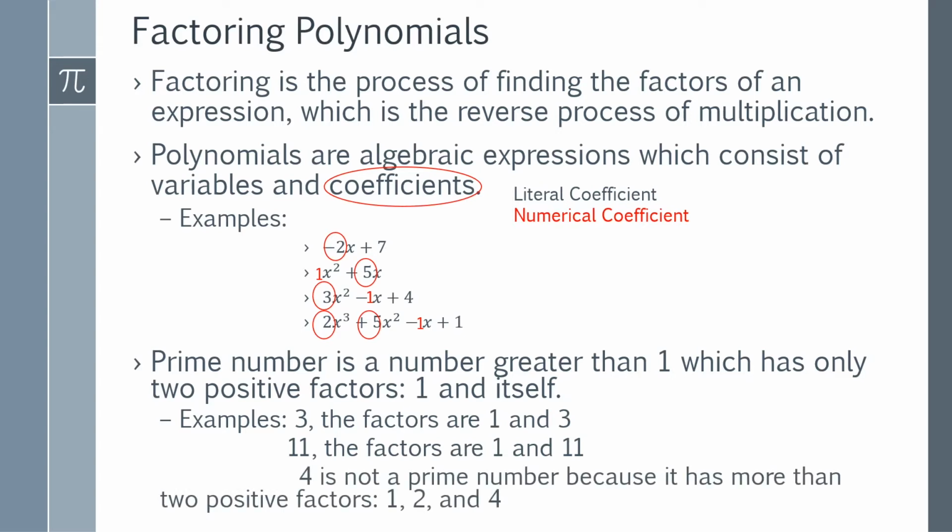Next. 4 is not a prime number because it has more than 2 positive factors. Ano-ano ang factors ng 4? 1, 2, 4. 1 times 4 is 4. Ano pa? 2 times 2. Ibig sabihin, may nasama na 2. Therefore, hindi siya prime number.